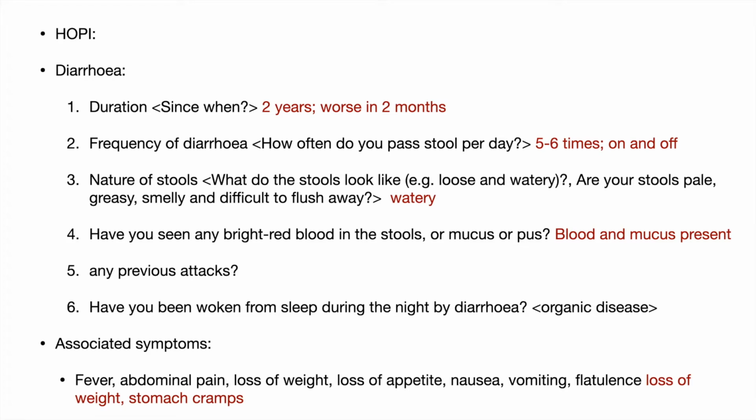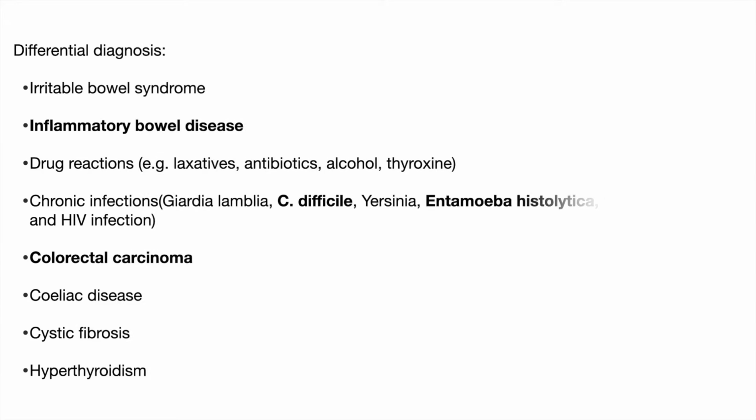The frequency is 5 to 6 times. It's on and off. The consistency of stool is watery. There is presence of blood and mucus in the stool. And you'll also get a positive history of loss of weight and stomach cramps. So, a young patient who has come with a history of chronic diarrhea with blood in their stool, it's most likely a case of inflammatory bowel disease.